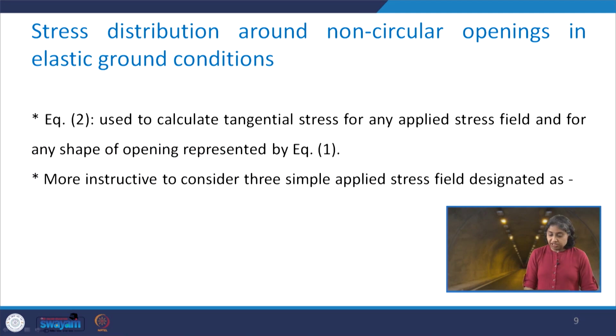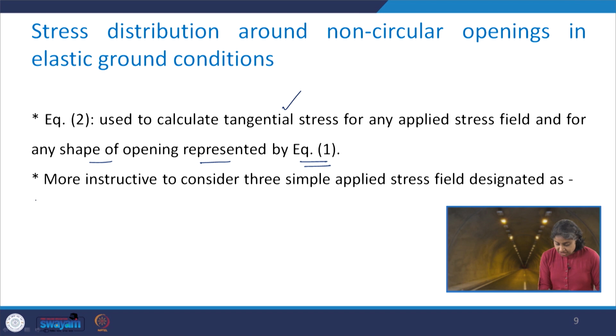Now this equation 2, as I mentioned, for any shape of the opening which is represented by equation number 1, we can use equation 2 to calculate the tangential stress for any applied stress field. However, it is more instructive to consider basically 3 simple applied stress fields. What are those? Let us take a look.